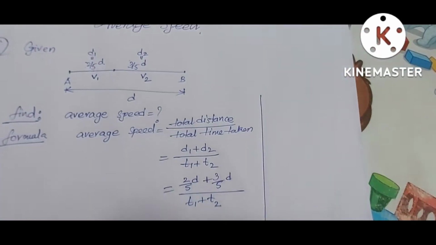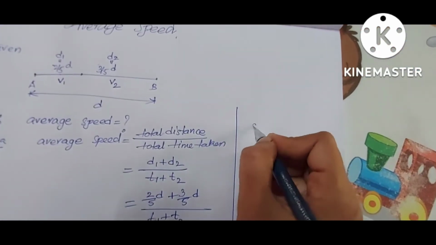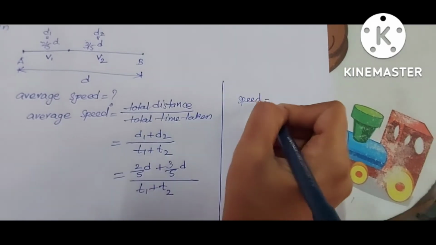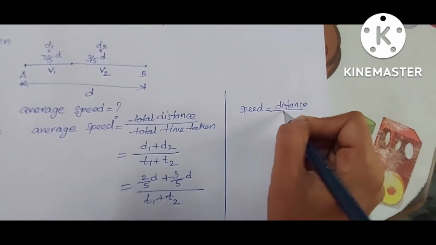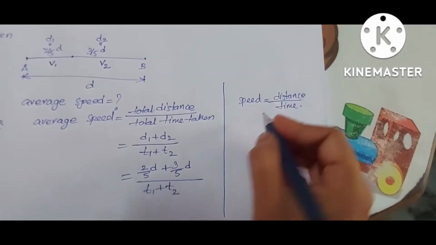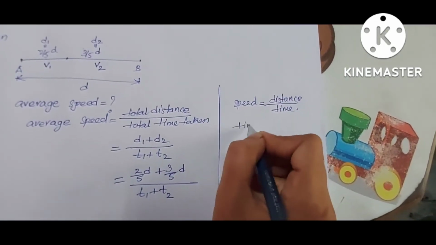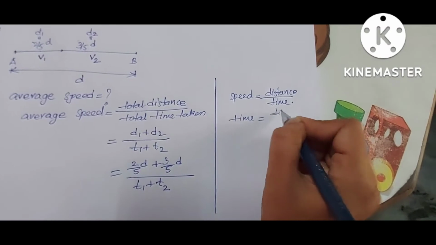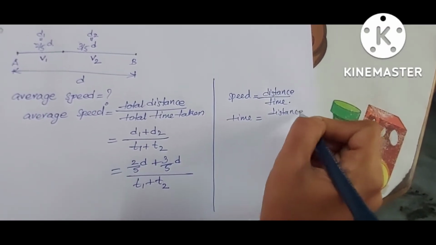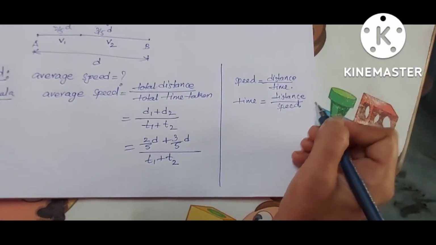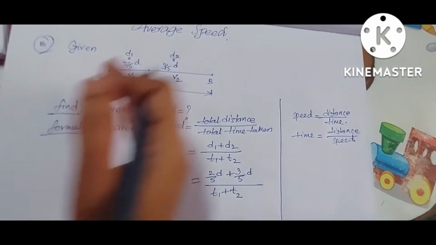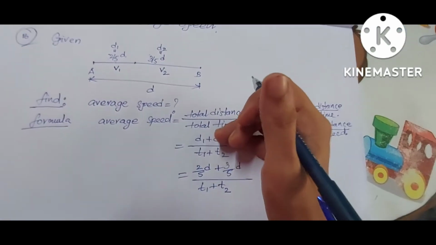So let me write it aside. Here what we know, the general formula for speed: speed is equal to distance by time. And from this, time is equal to distance by speed. Nothing else. If you go through any video or any problem, whatever it may be, the constant thing is average speed is equal to total distance by total time taken.